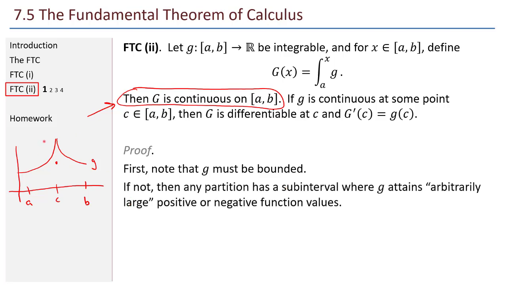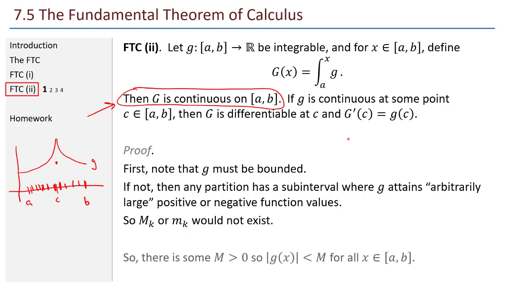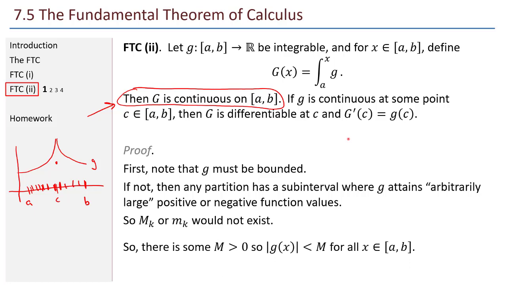If it's not bounded, if g really goes on up forever and ever, then any partition is going to have some kind of interval where g attains arbitrarily large positive or negative function values. I make a partition, and one interval of that partition is going to contain arbitrarily large function values. And so that tells us that the big M sub k, or the little m sub k, would not exist. And so that whole summation that gives me my lower sum and upper sum ceases to exist and g would not be integrable. So there really is some big M greater than 0, so that the absolute value of g is bounded by big M for all x.